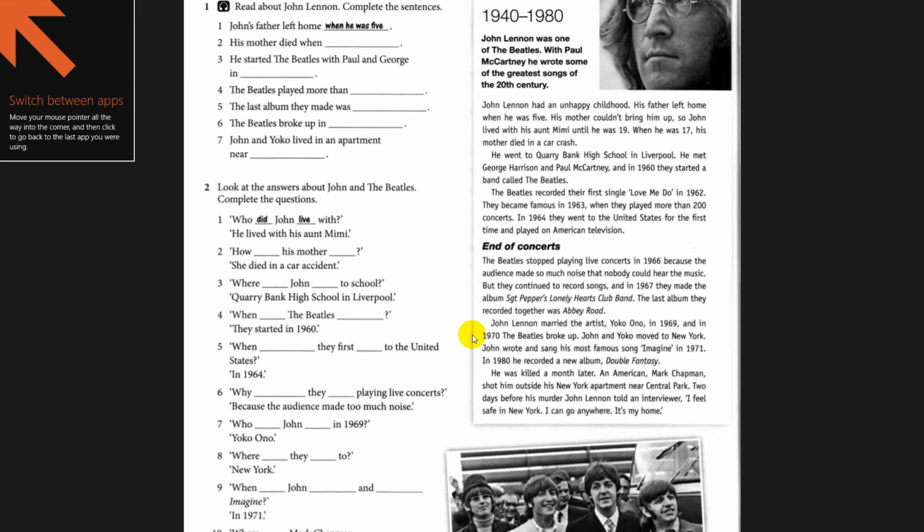John Lennon married the artist Yoko Ono in 1969, and in 1970 the Beatles broke up. John and Yoko moved to New York. John wrote and sang his most famous song, Imagine, in 1971. In 1980, he recorded a new album, Double Fantasy. He was killed a month later. An American, Mark Chapman, shot him outside his New York apartment near Central Park. 2 days before his murder, John Lennon told an interviewer, "I feel safe in New York. I can go anywhere. It's my home."